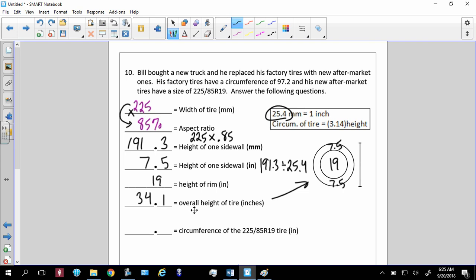Okay? Now, the circumference of the tire. It's right here. To find the circumference of the tire, it is 3.14 times the height. So 3.14 times 34.1, you get a circumference of 106.9.